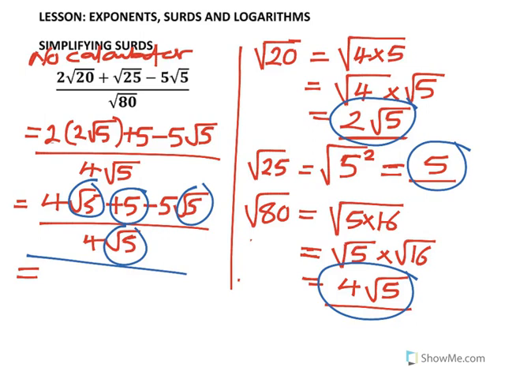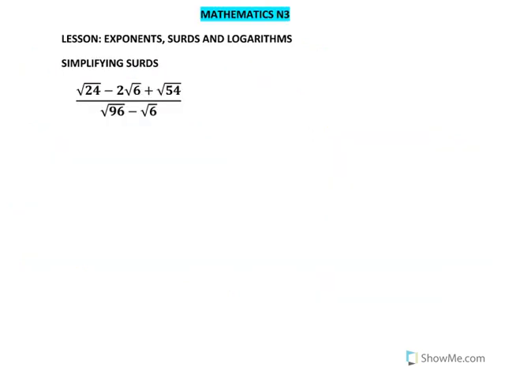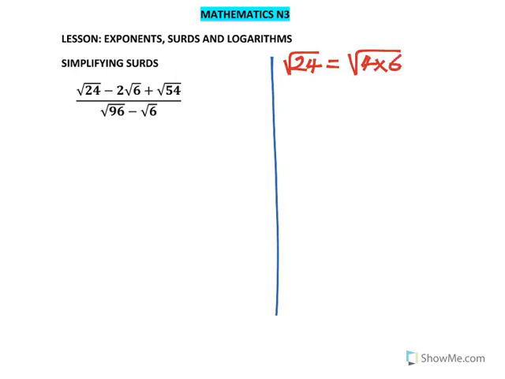Let us move on and try another different one, and you'll see what I mean. Let's say they give you this scenario: square root of 24 minus 6 root 6 and 54 and 96. For square root of 24, we are going to have square root of 4 times 6. Remember, 24 is 4 times 6, which is equal to square root of 4 times square root of 6, which is equal to 2 root 6. We are done there. 2 root 6 is already simplified.